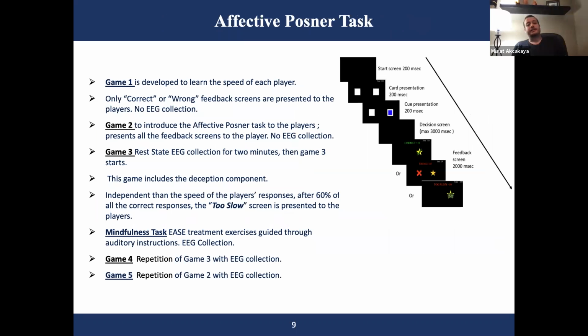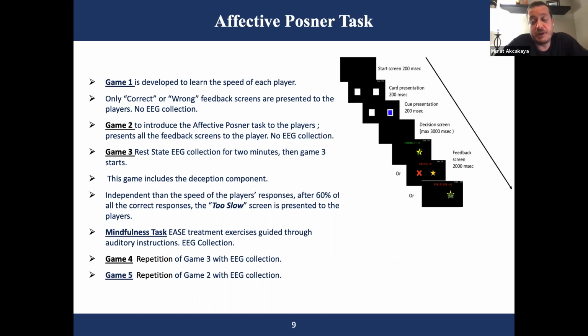This game is based on the Affective Posner task, as I mentioned, and the entire paradigm includes multiple games. There are 5 games, based on the same card game but with different deception components. Here, there are 2 white squares, and there is a star under one of them. The player is trying to identify under which square the star is located. A blue square is placed on one of those white squares as a cue or clue for the participant.